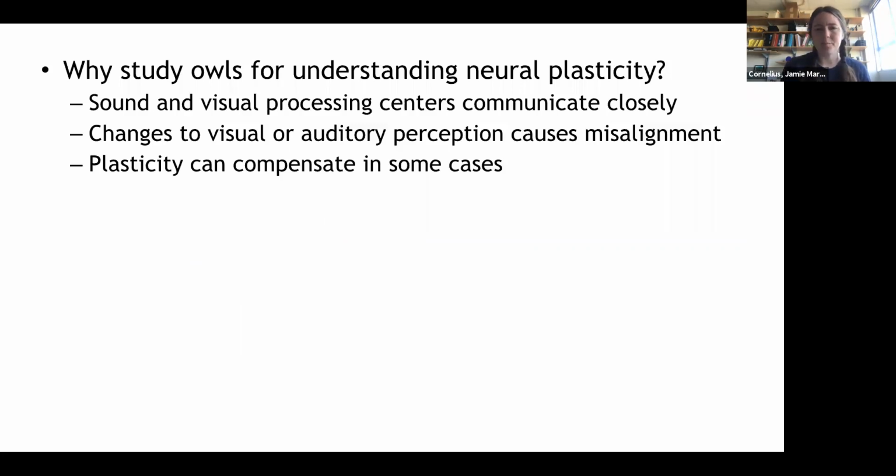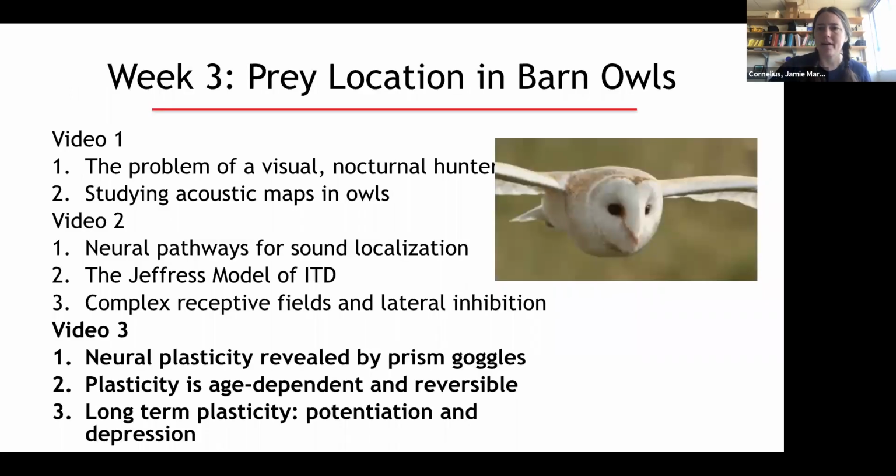So we're going to move into neuroplasticity, and I just want to reiterate again that the reason owls are so great for studying plasticity is that they have sound and visual processing centers that communicate closely together. And so when you change visual or auditory perception, you can get a misalignment. This happens during growth. By studying owls, we've understood some of the mechanisms for how plasticity can help compensate for this. Okay, so we're going to stop there, and we'll start the next video with neuroplasticity.